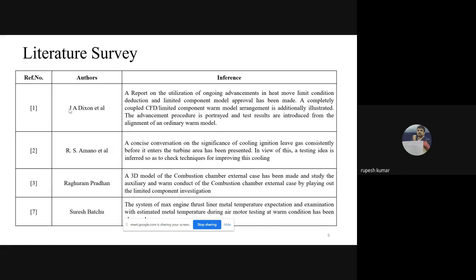And this is the literature survey we have made. In this, I have included four authors. All these four authors have very much concentrated on the temperature distribution and the heat flux analysis of the gas turbine components in order to get a very good material suitable for fabrication purposes.